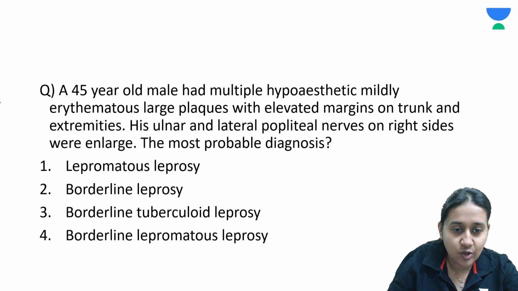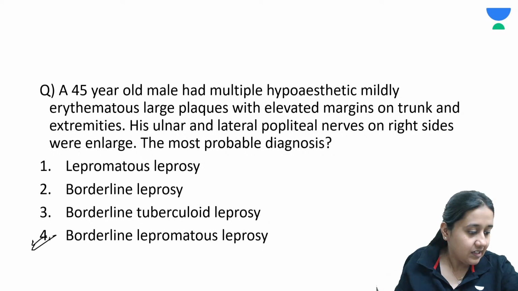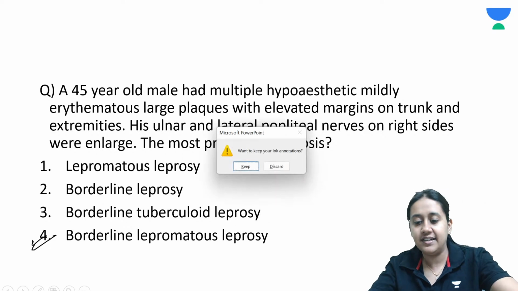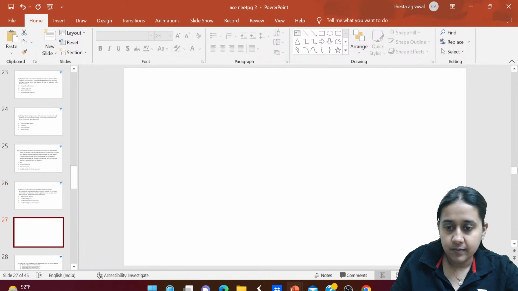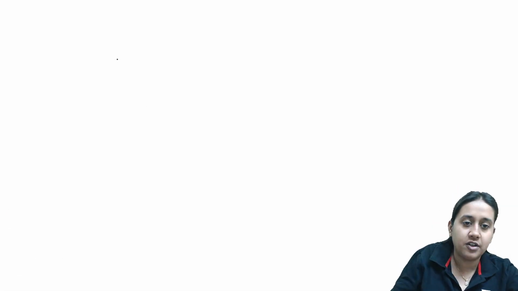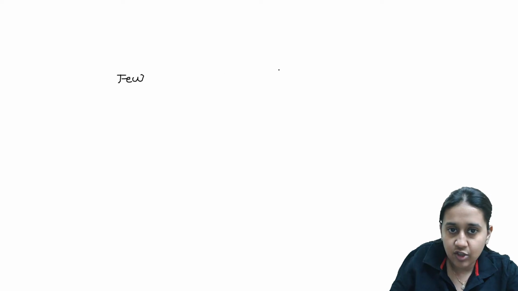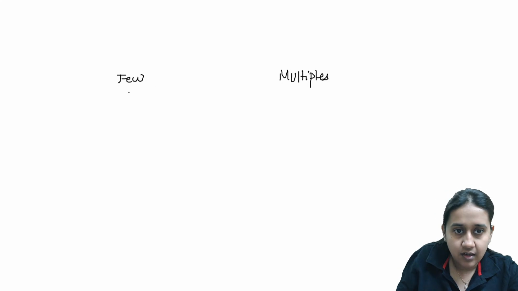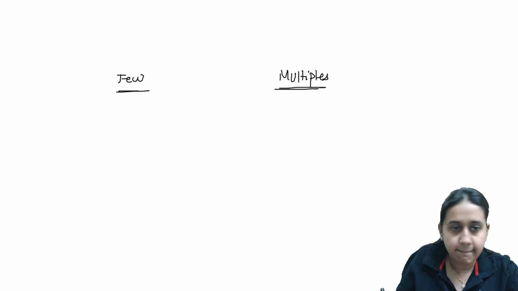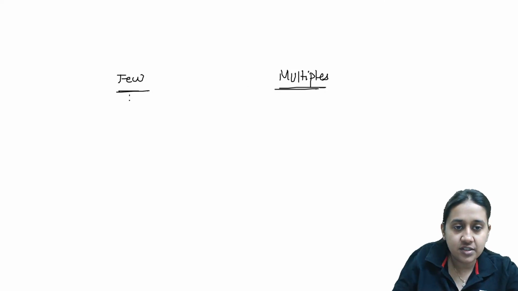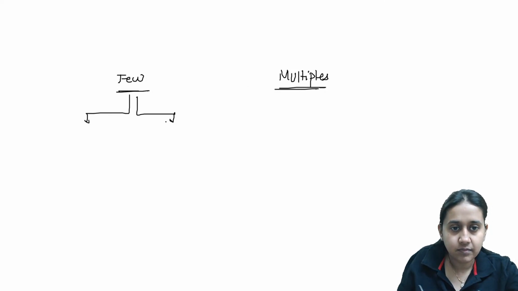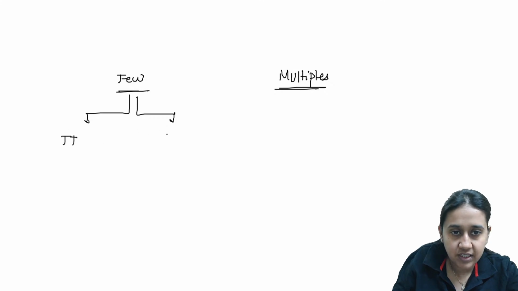The answer to this question is option number 4. Now, how to solve these types of questions? Let us discuss some tricks. Whenever you get a question from leprosy, always look for the number of lesions, whether you have few lesions or multiple lesions. Few lesions means either TT or BT.